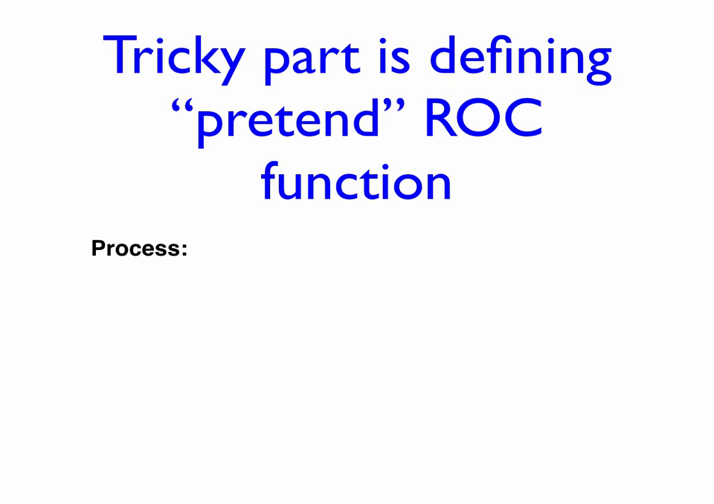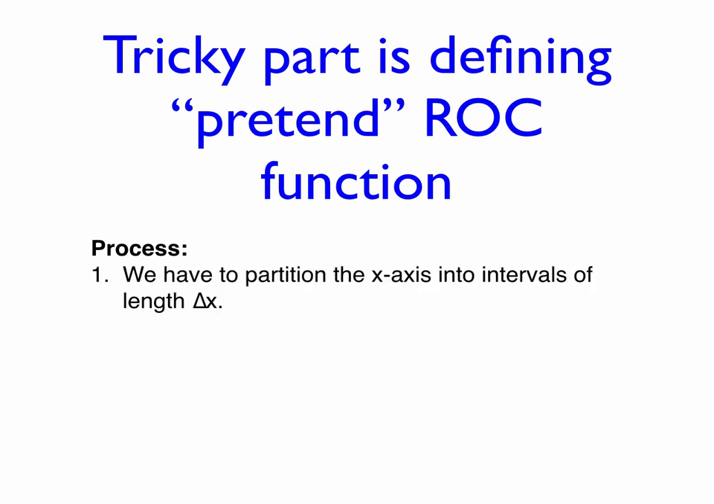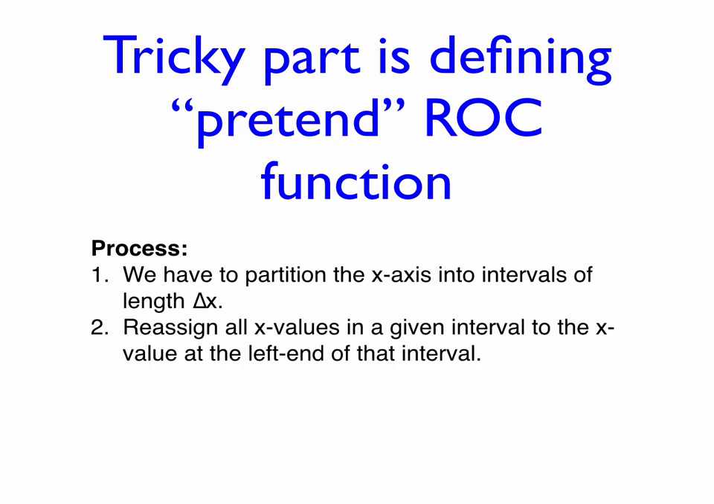So the really tricky part of doing this process is defining our pretend rate of change function, our piecewise constant rate of change function. So how do we go about doing that? Well, we start by partitioning the x-axis into intervals of length delta x. Then we reassign all x values in a given interval to the x value at the left end of that interval. Okay? I'm going to break these down, so try to just stay with me.